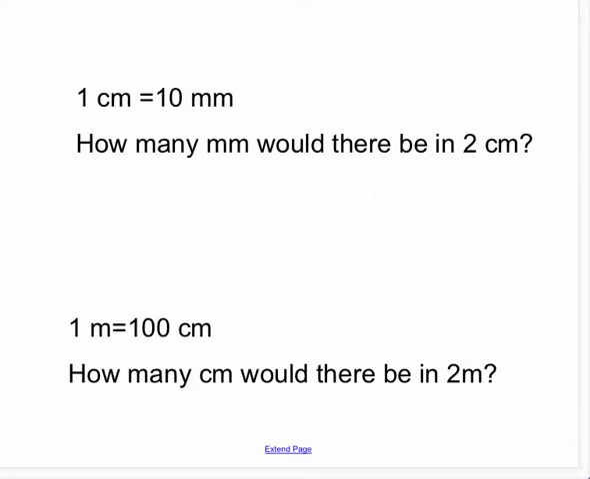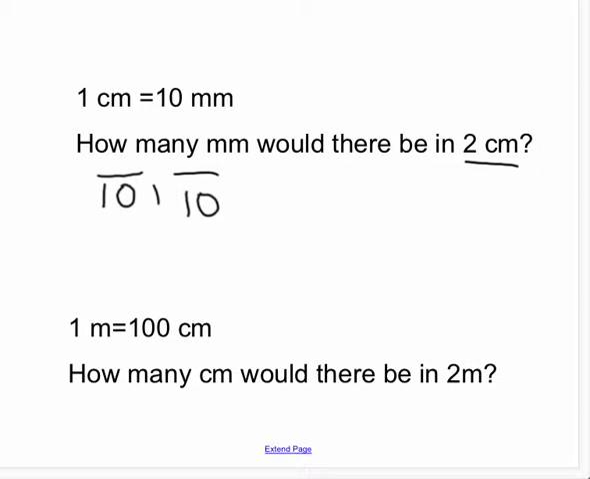Now we're going to talk about something called conversions. If we have 1 centimeter and we know that that equals 10 of those little millimeters, how many millimeters would there be in 2 centimeters? So I'm just going to take some notes down here. 1 centimeter was equal to 10 of these millimeters. So I'm going to pretend this is my centimeter up here. If I add another centimeter, because it says I have 2 of them, here's that centimeter, that would be equal to another 10 millimeters. There's 10 millimeters in every one of these centimeters.